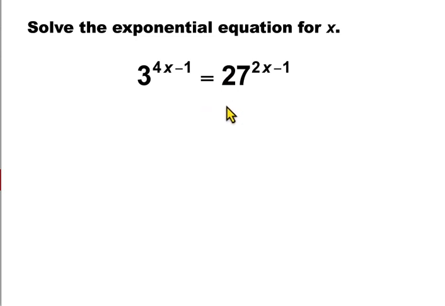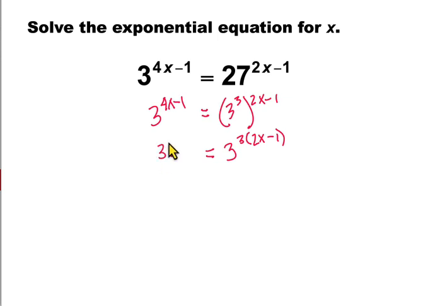27 can be rewritten as 3 cubed. So this entire expression is raised to the 2x minus 1 power, and the left side of the equation stays the same, 3 to the 4x minus 1. We can further simplify the term on the right to get 3, and here we multiply the two exponents, 3 to the 3 times the quantity 2x minus 1. And the term on the left stays the same, 3 to the 4x minus 1.